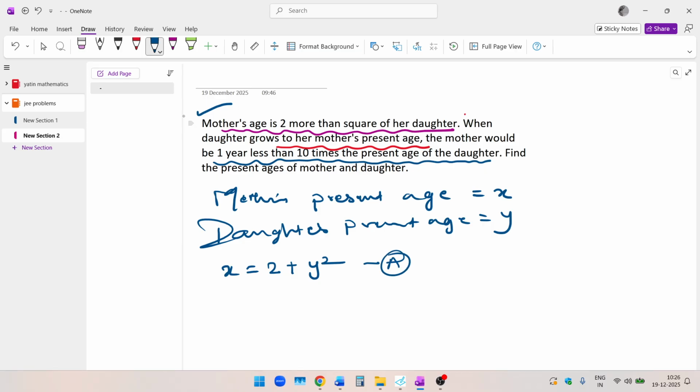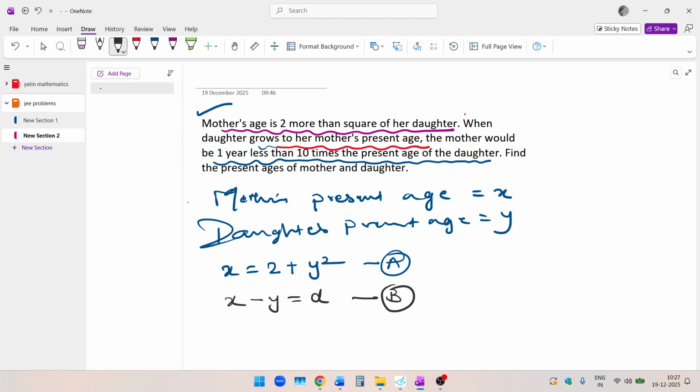Now the second condition is very important. It is hidden in this statement, underlined in red color. When daughter grows to her mother's present age, which means there has to be some difference between mother's present age and daughter's present age. Let us say that difference is equal to d. This is a very important equation. So I am writing the difference between the ages of mother and daughter is d. If that is the case, then this condition can be used in the next condition, which is the mother would be 1 year less than 10 times the present age of the daughter.